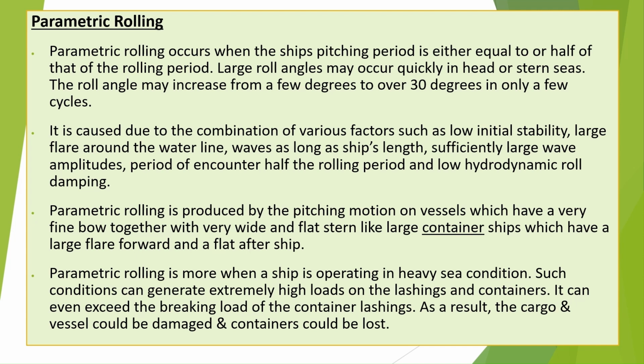Parametric rolling is more when a ship is operating in heavy sea conditions. Such conditions can generate extremely high loads on the lashings and containers. It can even exceed the breaking load of the container lashings. As a result, the cargo and vessel could be damaged and containers could be lost.